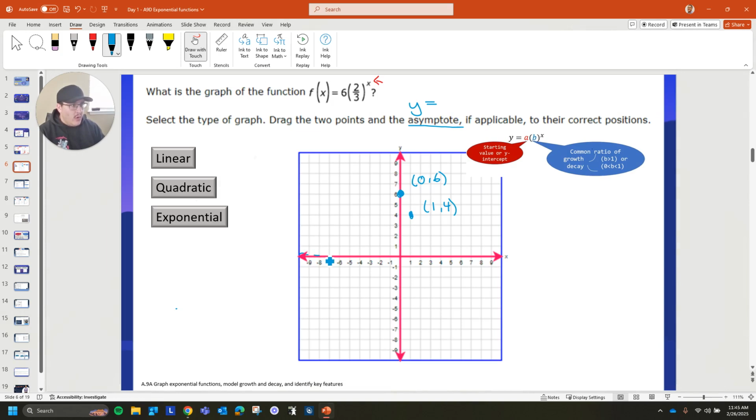That will be a horizontal, imaginary dotted line that the equation will never touch. So your graph should look something like this when you draw it out. Okay, so that's how we do a problem like this.